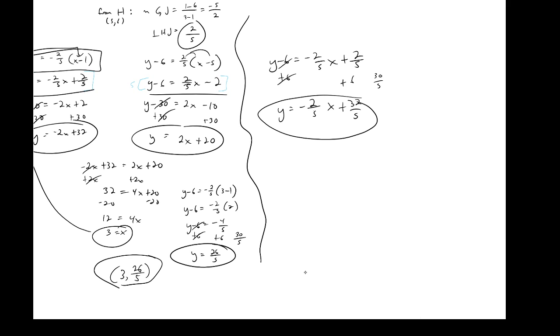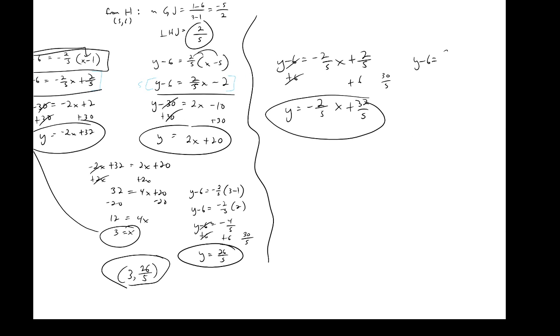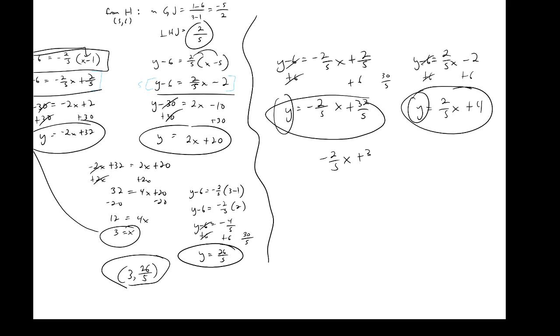The other one, we have y minus 6 is equal to positive 2/5 times x minus 5, which is going to be 2/5 x. And then times a negative 5 is going to be minus 2, right? So add 6 to both sides. Y is equal to 2/5 x plus 4. These guys equal y, therefore they equal each other: negative 2/5 x plus 32/5.